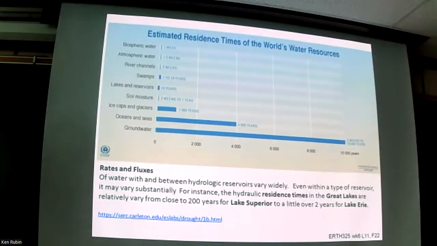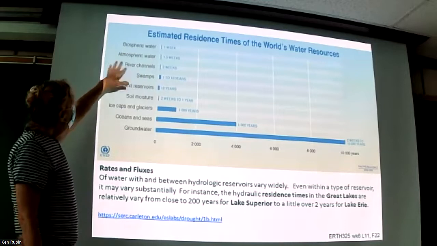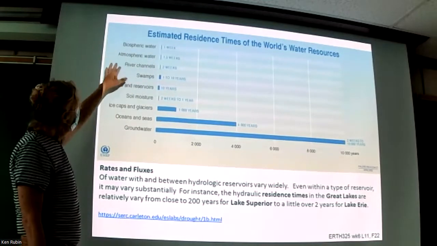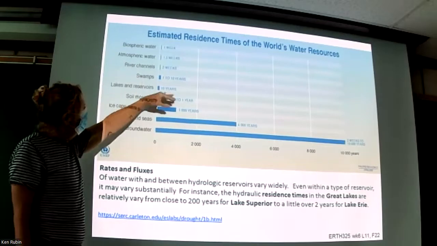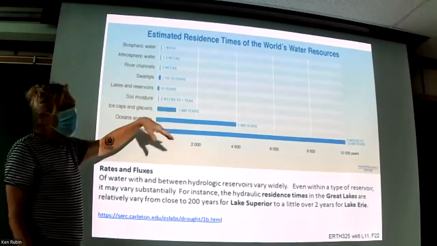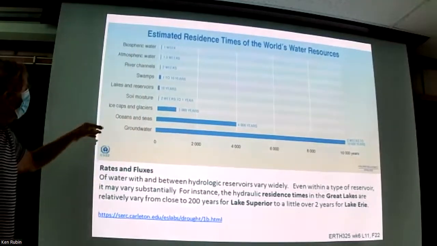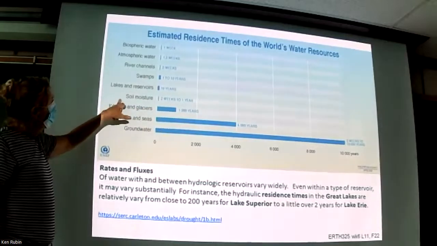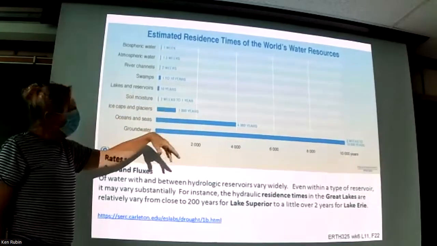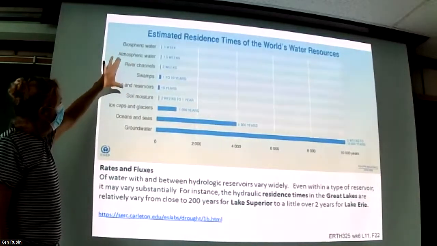So this is a table showing estimated residence times of different water resources that humans depend on, and that the hydrologic cycle is dependent on. Water that's in the biosphere spends about a week. Water in the atmosphere, maybe 1.5 weeks. Water in river channels, a couple of weeks. Water in swamps, 1 to 10 years. Lakes and reservoirs, typically 10 years. This is not things like Lake Erie or Lake Michigan, the big Great Lakes, but typical size lakes. Water that spends time in soils, a couple of weeks to a year. So these are all pretty short and rapid on a human time scale.